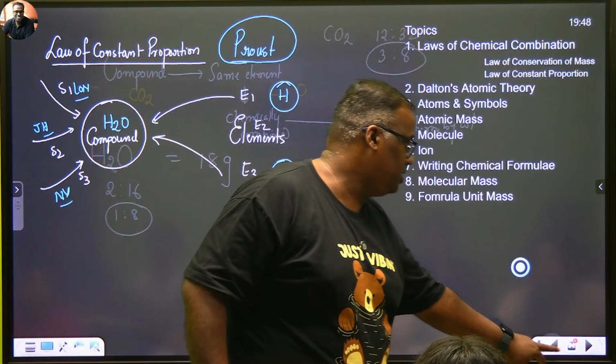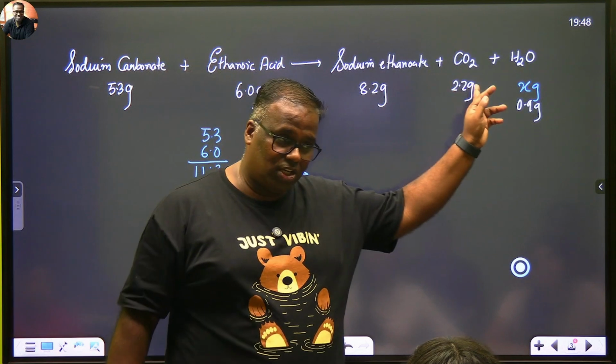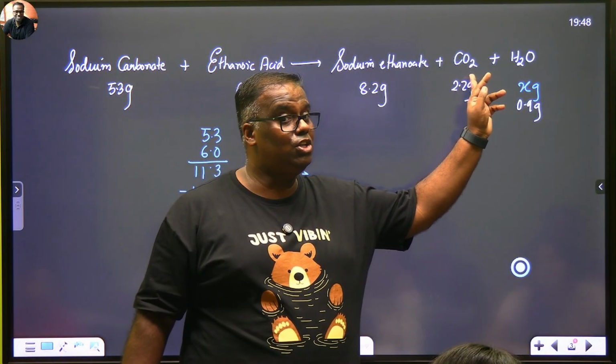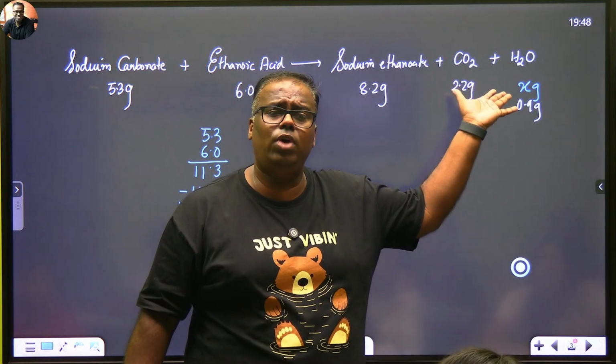How you prepared means you did this reaction in the lab. What did you evolve? Carbon dioxide. What should be the ratio? 3:8. वरना ये कार्बन डाइऑक्साइड होगा ही नहीं.